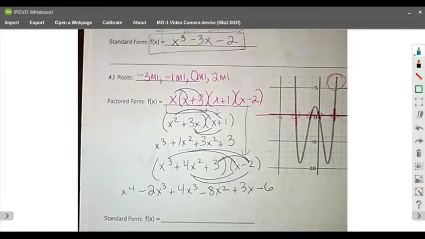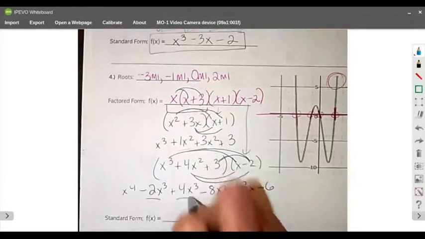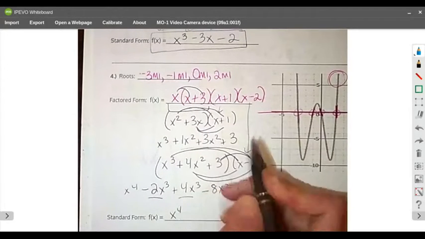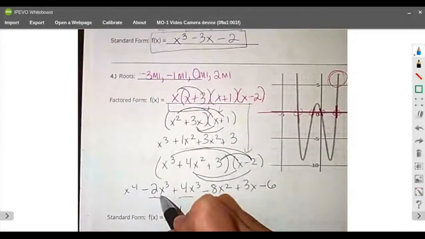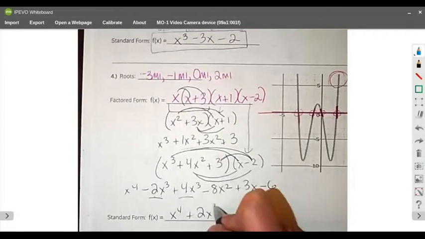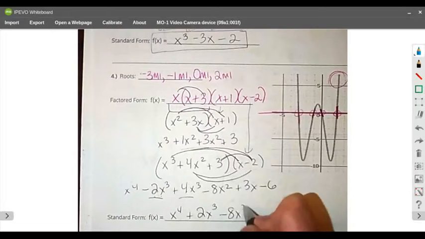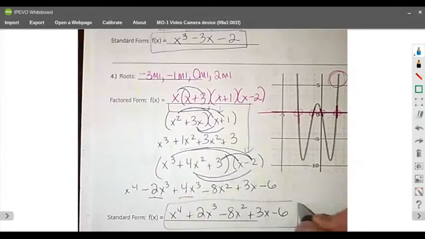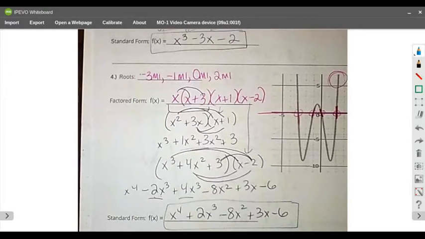Now we have to combine the like ones, which is only going to be these 2 that are like terms. So let's rewrite it in standard form. X to the 4th. Now combine these two. Negative 2x to the 3rd plus 4x to the 3rd is positive 2x to the 3rd. And then minus 8x squared plus 3x minus 6. So some of them are a little longer than others. Depends on how many like terms we have. So I think I'll stop there.